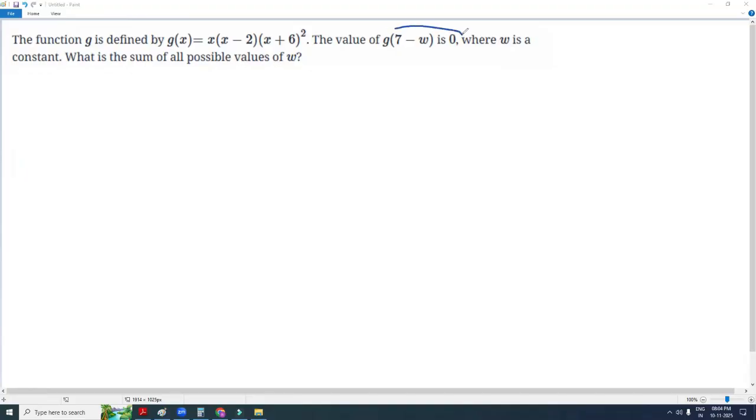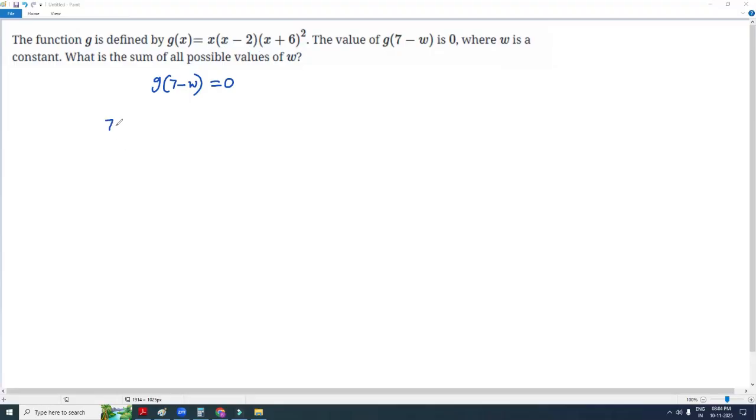Okay, now let me consider this particular stuff. That is, g(7 - w) is 0. You can write this as an equation: g(7 - w) = 0. And this is what we have for g(x). Now to get the expression for g(7 - w), we have to plug in this 7 - w for each x we have over here.